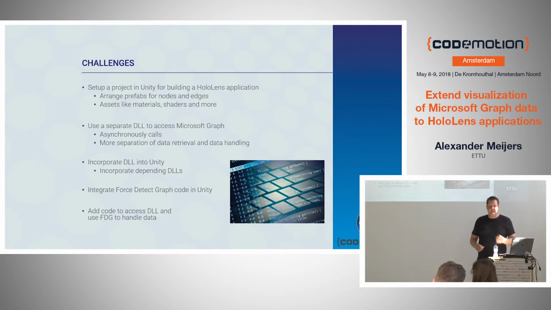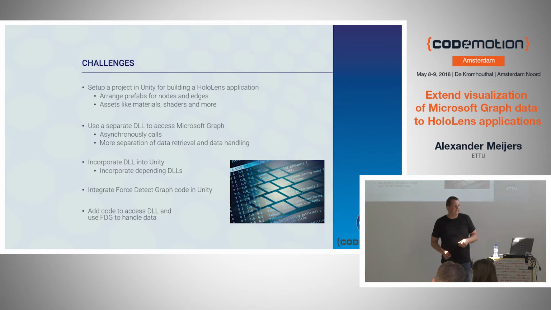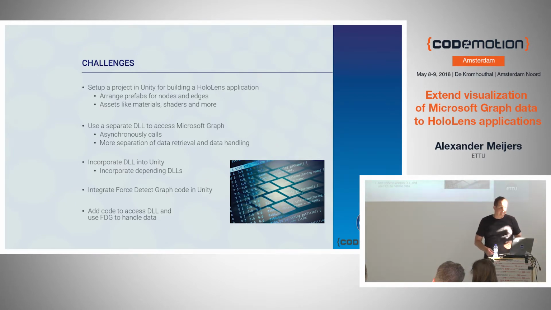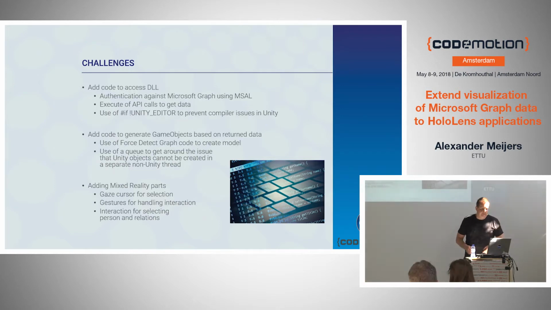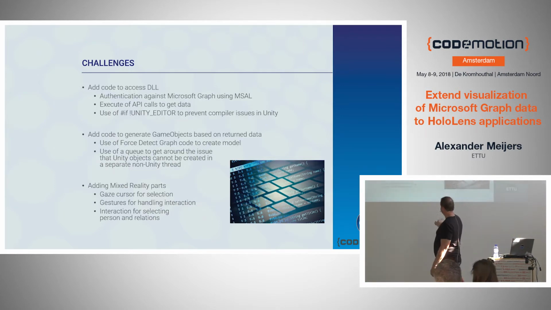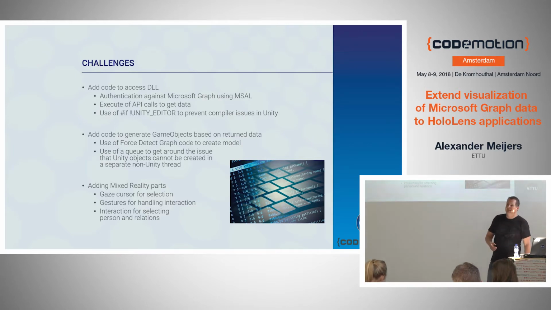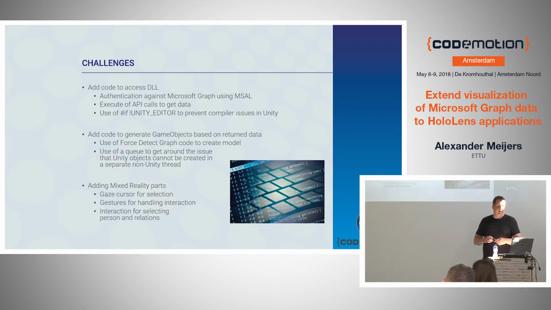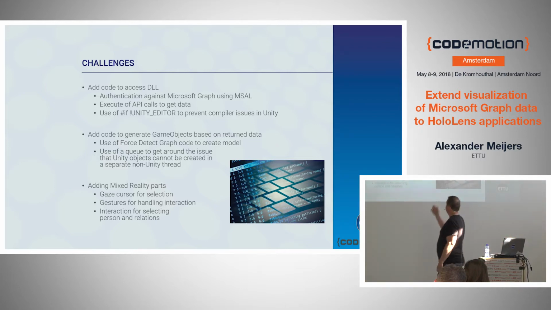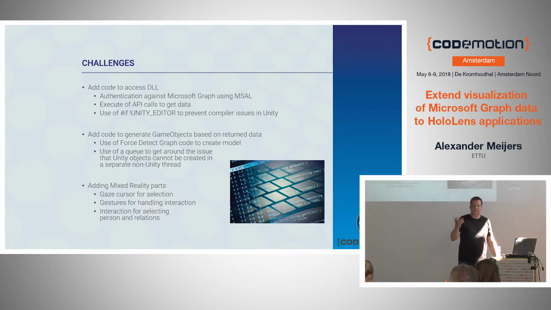So then we need to integrate the Microsoft Graph code, and we need to do some coding to access the DLL. Then I need to add code to access the DLL, but for the people who know Unity, there are two options I can do. I can create a dummy DLL which has the same methods, which allows me to also compile it in Unity. I'll come back to that later. Or use the pre-compiler directives, like if not Unity editor.